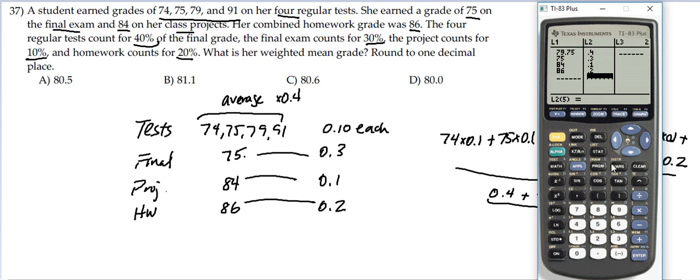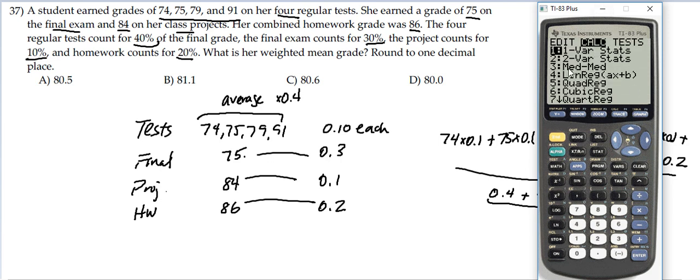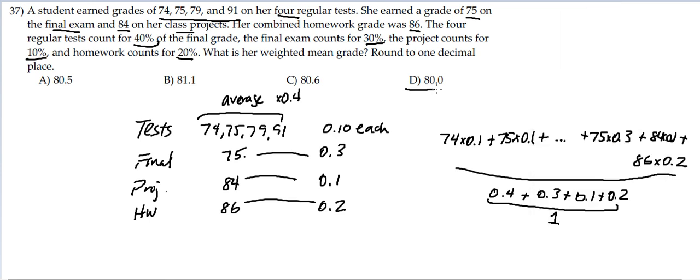And so we're going to do similar to, again, number 36. So we hit stat again, right arrow over to calc, and we're going to do one var stats. And we're going to do second L1, comma, second L2, and then we get the average there is 80, dead even on 80. So that means the answer right here is 80.